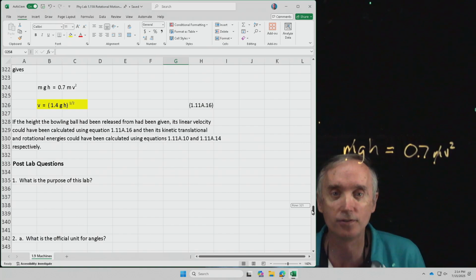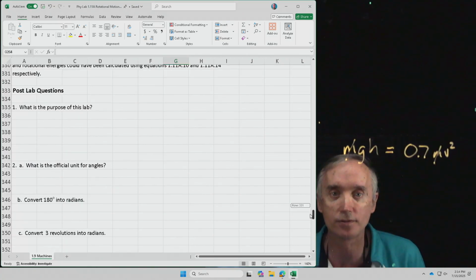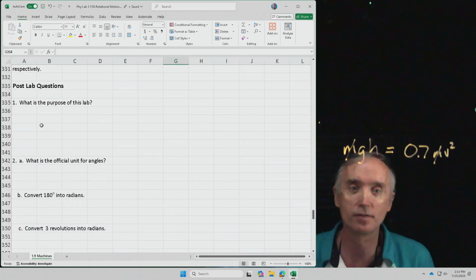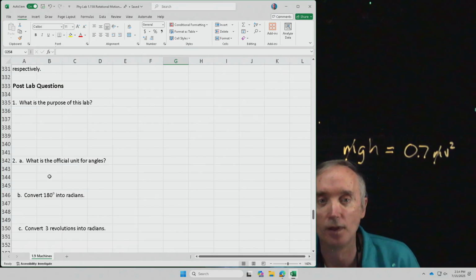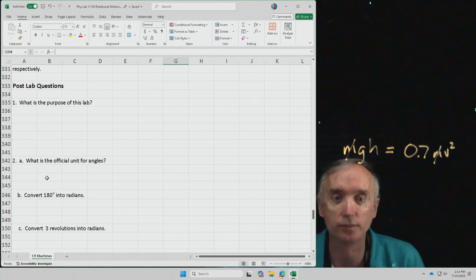So now let's go down and look at our post-lab questions. What was the purpose of the lab? So you should be able to write that down. What is the official unit for an angle? So write that down here. Convert 180 degrees into radians.